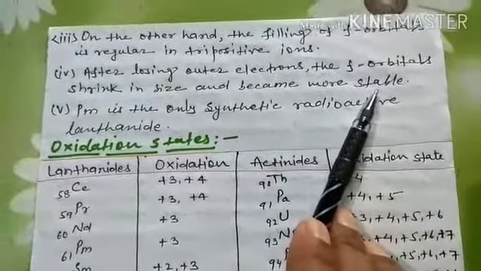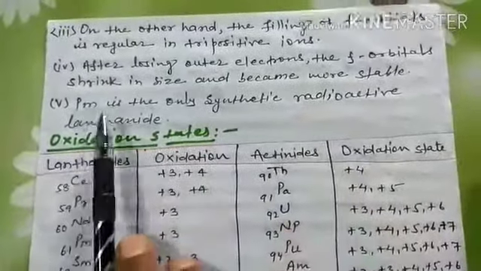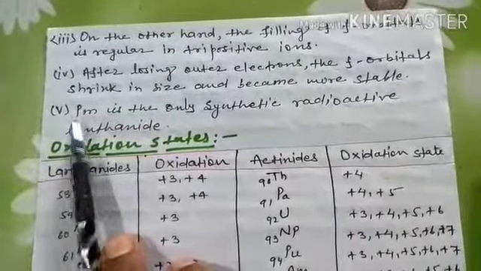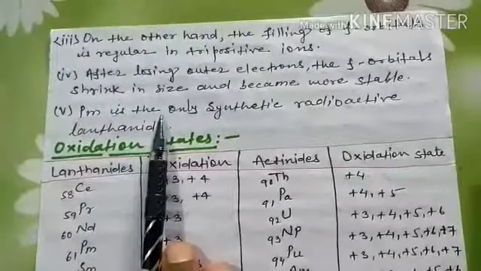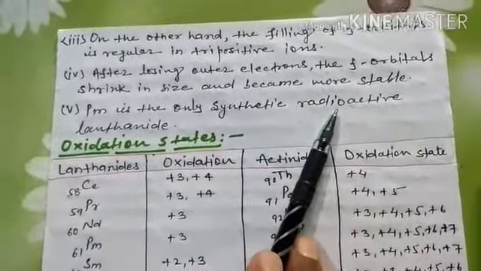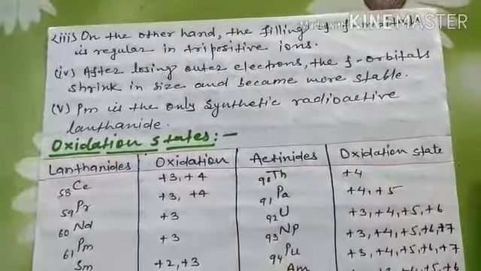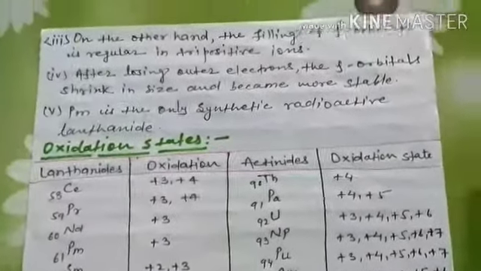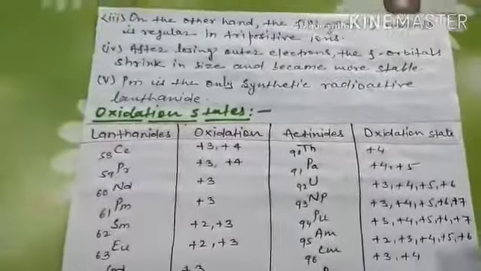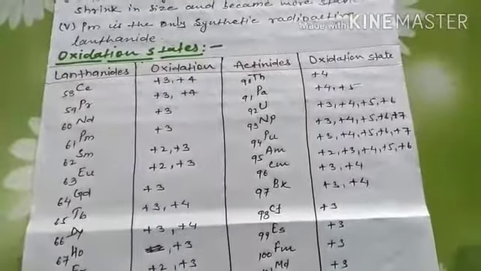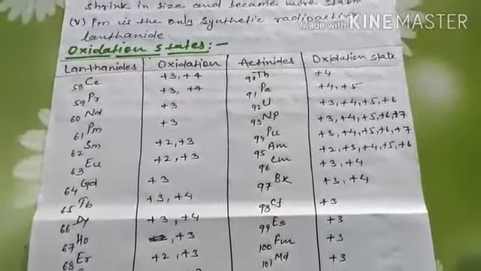and in lanthanides, Pm, means promethium, is the only synthetic radioactive lanthanide. Only synthetic radioactive lanthanide. Now the oxidation states of lanthanides.